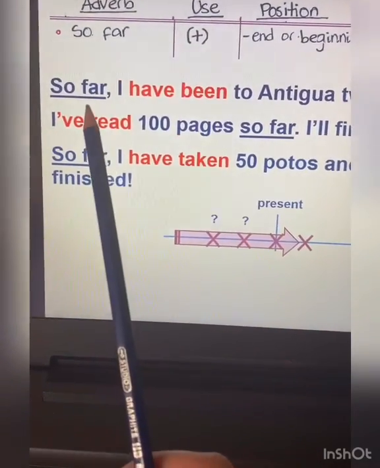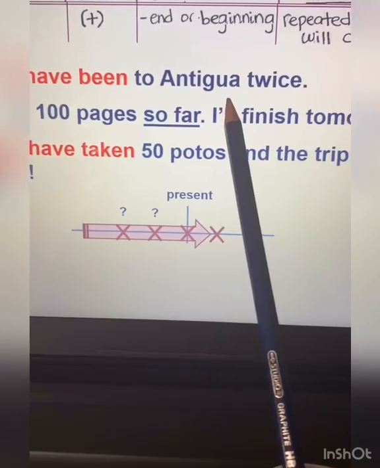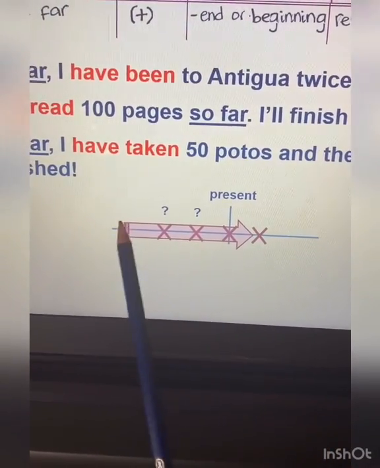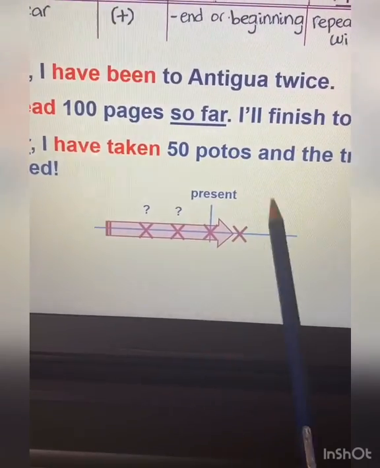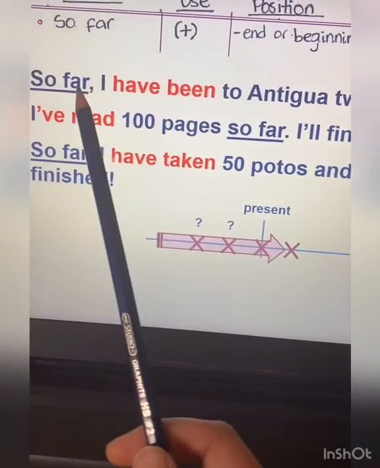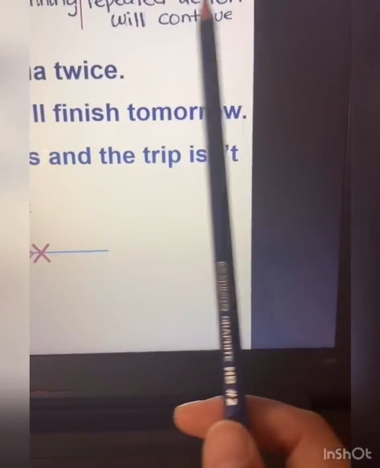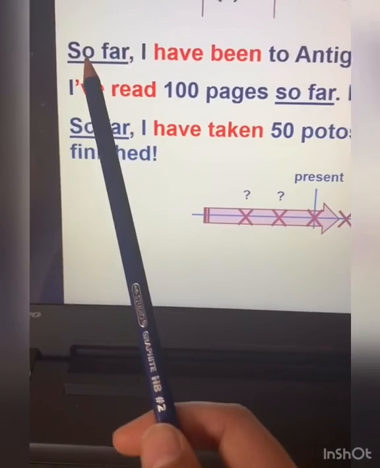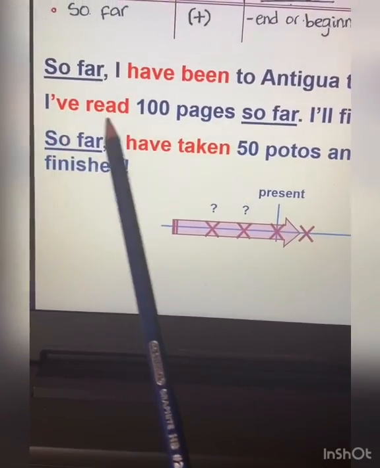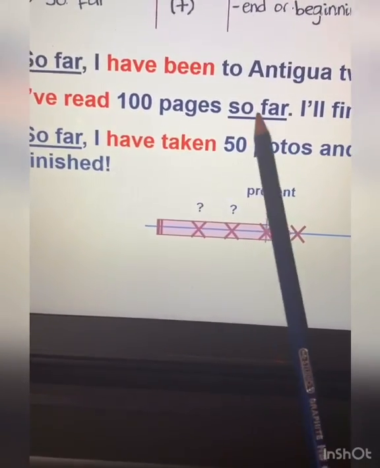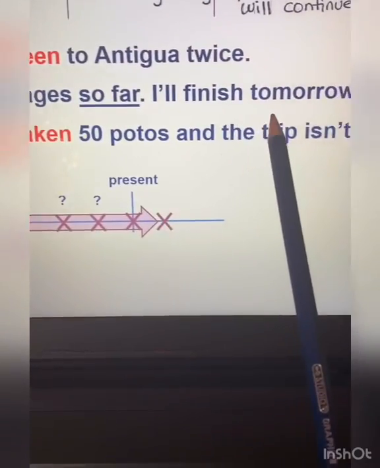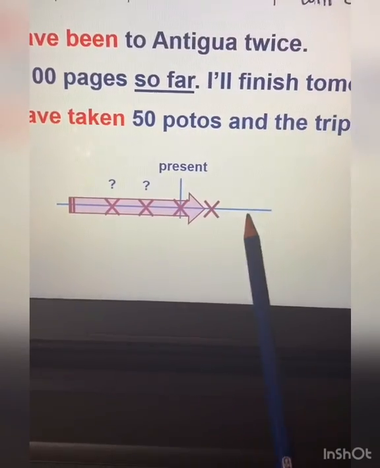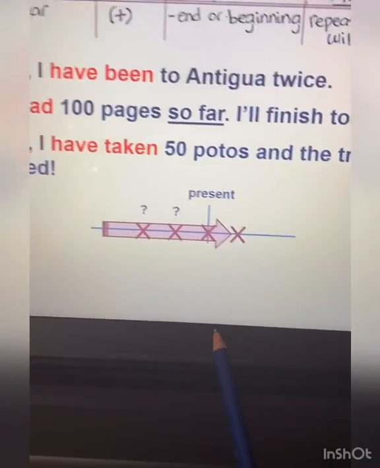So I say, so far, I have been to Antigua twice, okay? So it means that at some point, I went to Antigua 2 times, and I will probably go again this year. That's why I say so far, because it is a repeated action that will continue to happen. I can put it at the beginning, or I can say, I have read 100 pages so far, okay? And it says, I will finish tomorrow because I will continue reading more pages to the future.